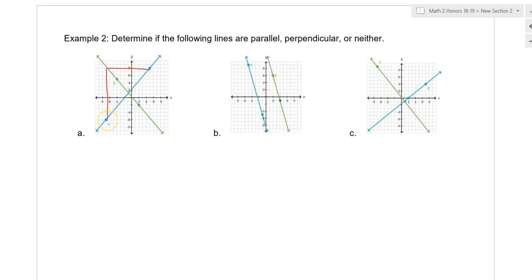So from here to here, we go up 14. And from here to here, we went right 12. Up is positive and right is positive, so I don't have to worry about that. So my slope, again, equals rise over run, which equals 14 over 12, which reduces to 7 over 6.